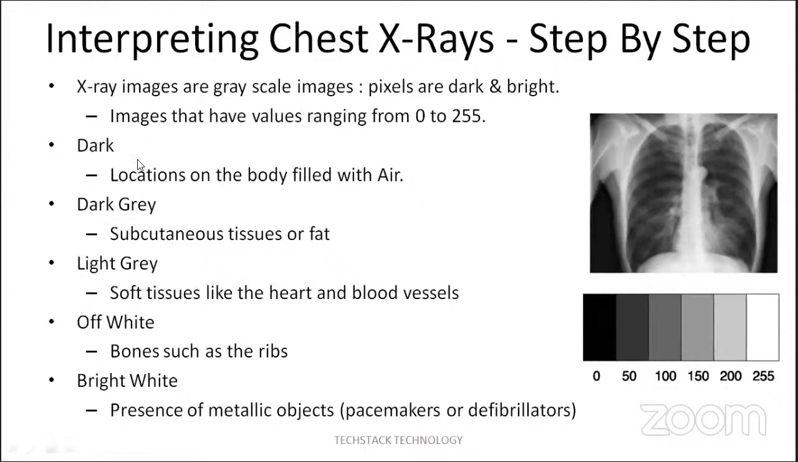One of them is the darker area. Normally, the program interprets it as an area which is filled by air. And dark gray is nothing but tissue, that may be tissue or fat. In that way, the program interprets the particular portion. If it is lighter gray, it thinks the portion is soft tissue, that may be soft tissue organs like the heart or blood vessels. And if it is off-white, it understands it's a bone, such as ribs. And if it's bright white, that may be some object like a pacemaker.